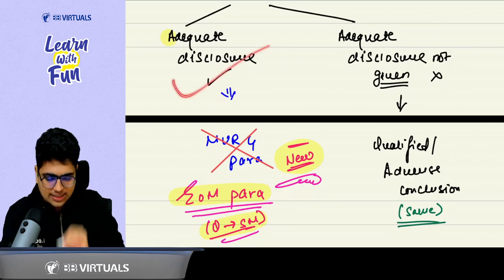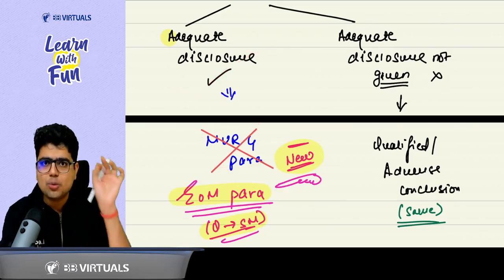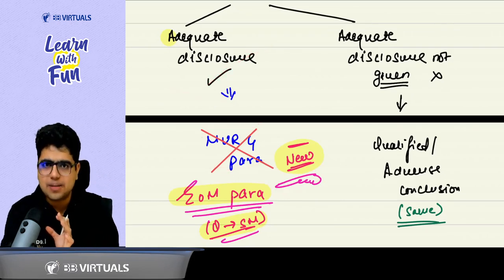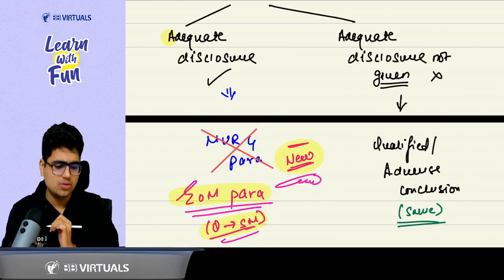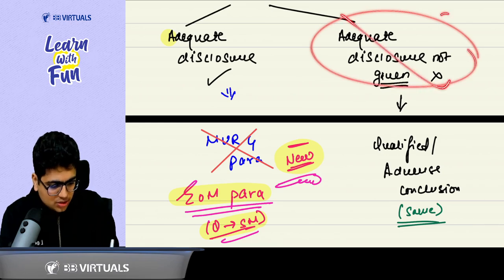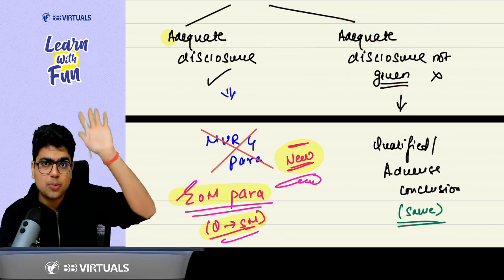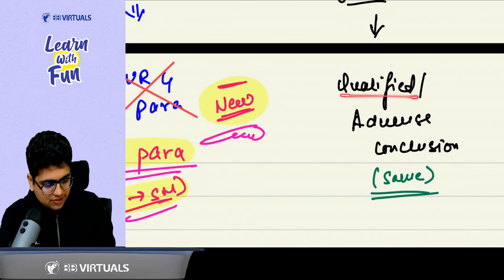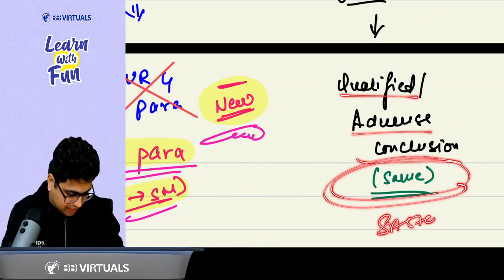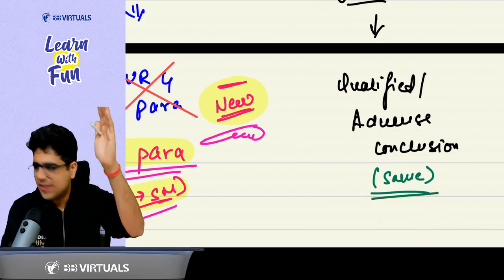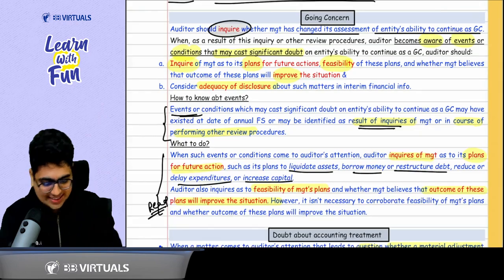Now, if the material uncertainty exists, we need proper disclosure. If proper disclosure is given, generally we add an emphasis of matter para, but in this case, you add a material uncertainty related to going concern para. And if the adequate disclosure is not there, modify your report. Modify your conclusion. Give a qualified or adverse conclusion. This is the same thing we have covered in SA 570. Clear, everyone? Clear, sir. Awesome.